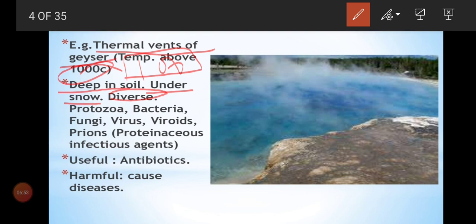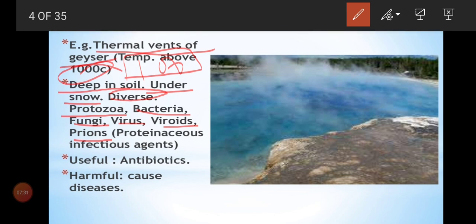And we know protozoa come under Protista, bacteria under Monera, and fungi are a separate kingdom. Viruses, viroids and prions are not in the R.H. Whittaker classification, but they are a separate group. These are the different kinds of microorganisms we can see everywhere, including extreme climates like thermal vents, deep soil and snow. What is a thermal vent, children? Thermal vents are seen near volcanic areas.